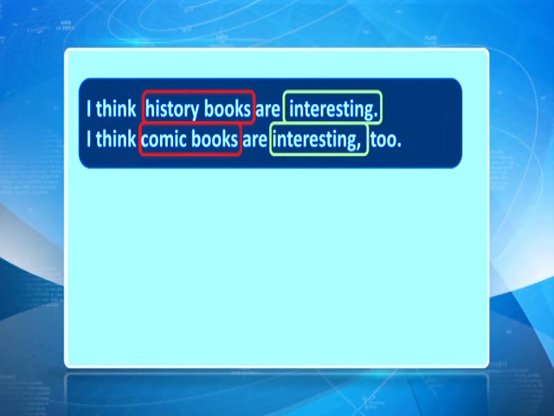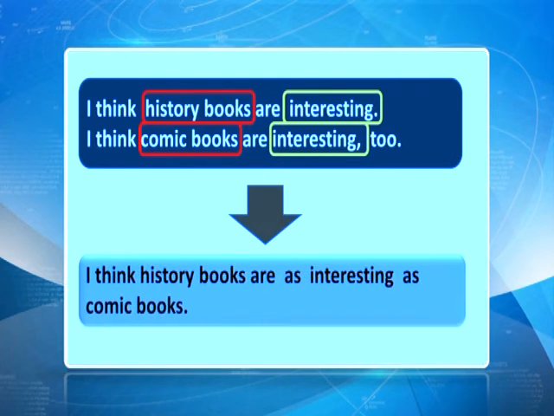So two nouns and they share one adjective. How can I say it? Try to think of the answer. Use as, adjective, as. Okay, I think history books are as interesting as comic books. Now the word as, and then we have interesting, which is the adjective.